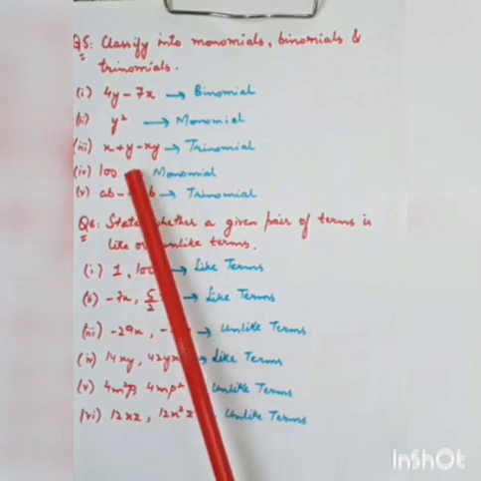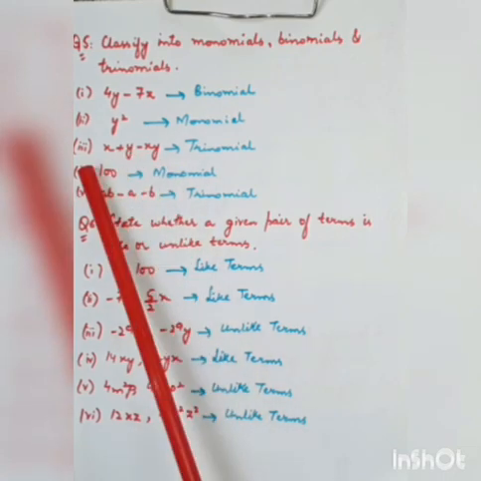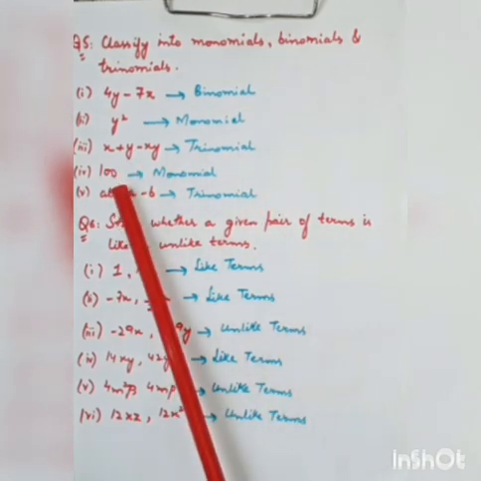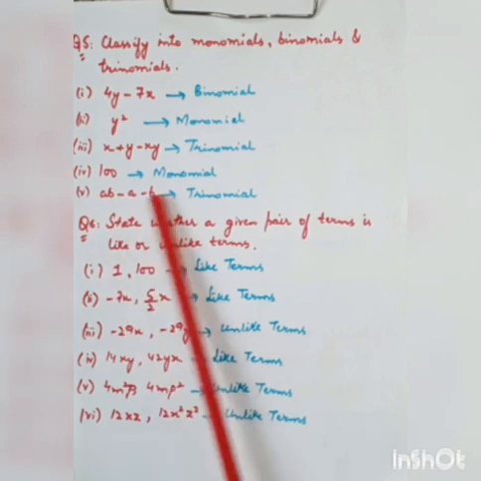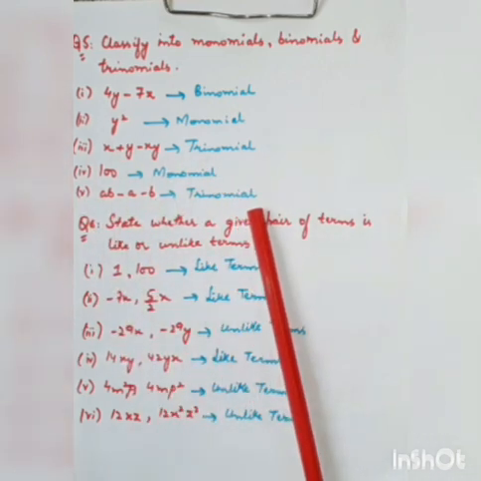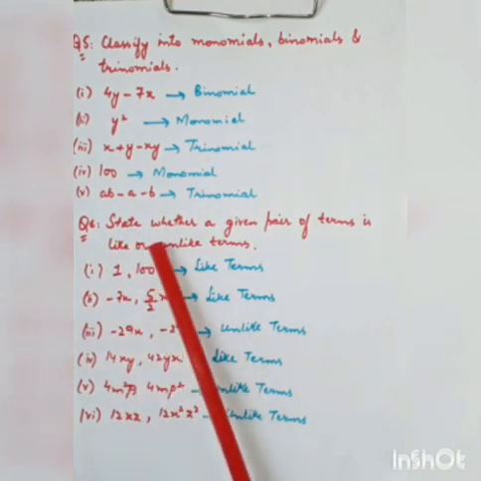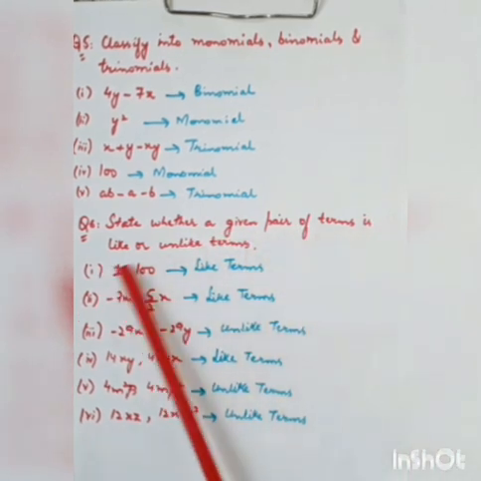Then x plus y minus xy, these are three terms, so this is a trinomial. Then 100, this is only one term, it's monomial. Then ab minus a minus b, these are three terms, so this is also trinomial. Okay. Then question number 6 is state whether a given pair of terms is like or unlike terms.